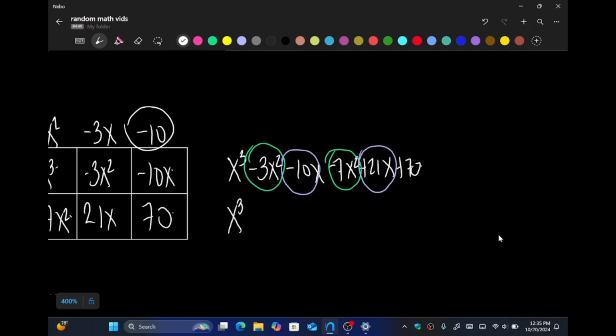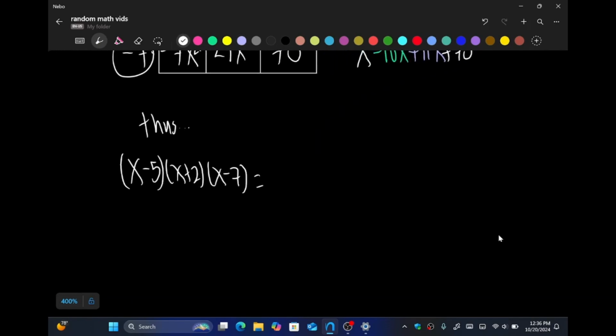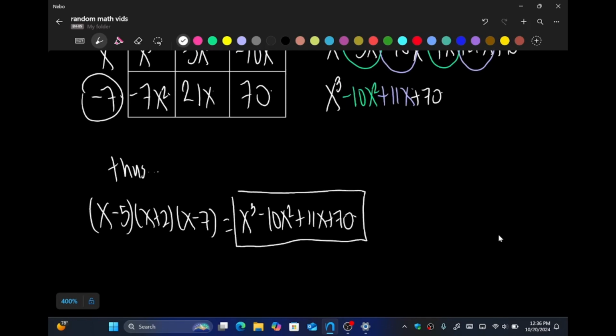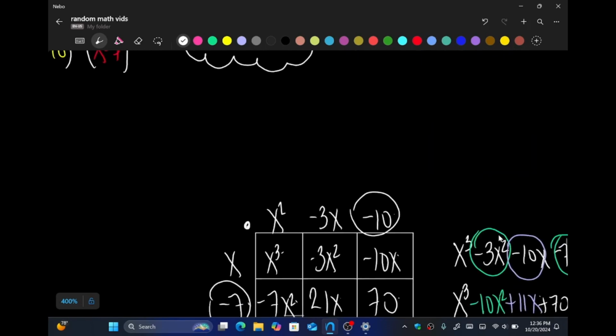So x cubed, we're going to do minus 10x squared. And then plus 11x, right? And then plus 70, right? So thus, this is going to be x cubed minus 10x squared plus 11x plus 70, right? So that is our final answer for this one. Okay, guys?